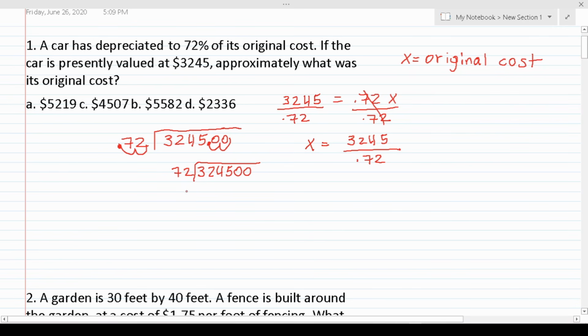324,500 divided by 72. It's not as hard as you think, and as you'll see in just a minute, we're going to do some basic math to figure this one out. So let's go ahead and get started on that.